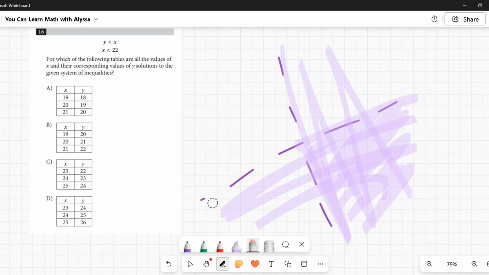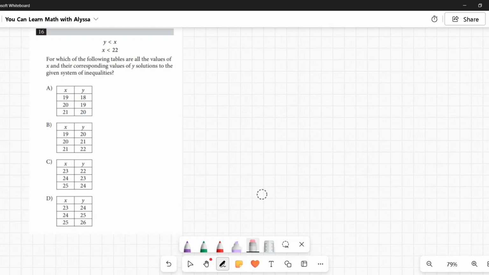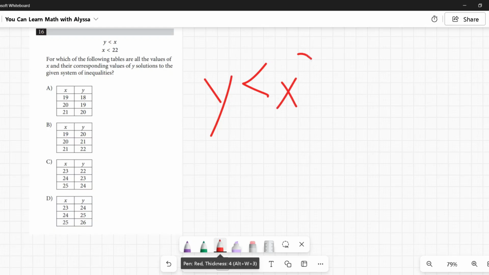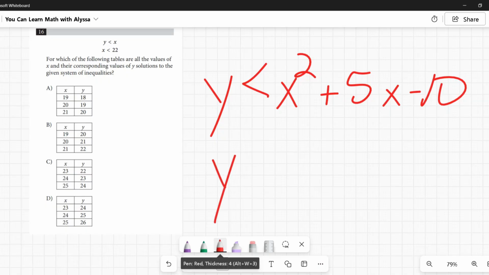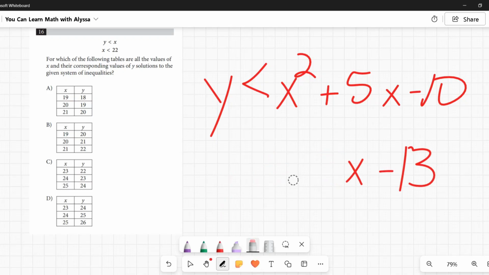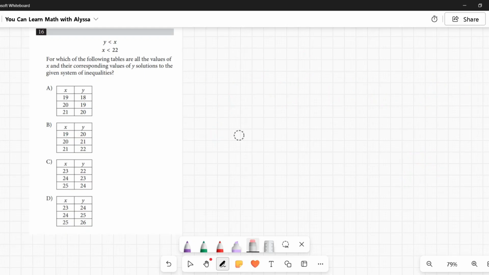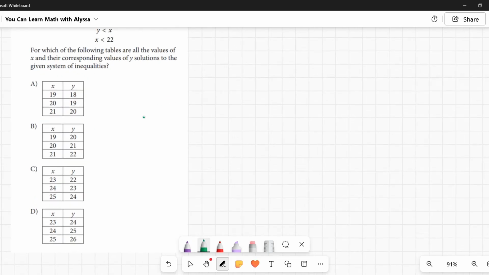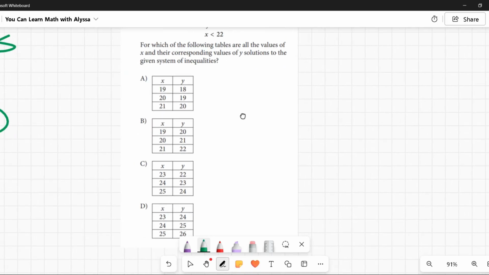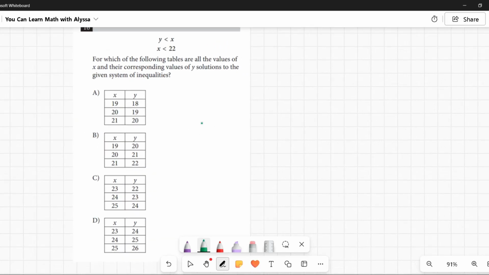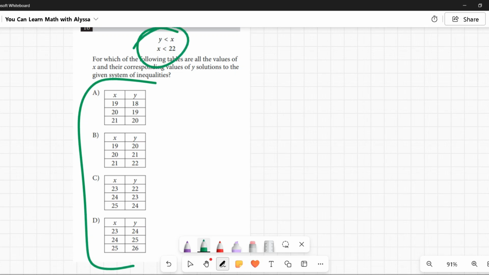Now, if this was a more complicated setup, if this was like y is less than x squared plus 5x minus 10, and also y is less than or equal to 5x minus 13, then yeah, I would say you could put that in your calculator and see where the shaded parts overlap and look for which of these fits it. But as it is, I would not recommend that. Don't waste your time putting it in a graphing calculator. I would just look at my answers and see which of them fits this bill.